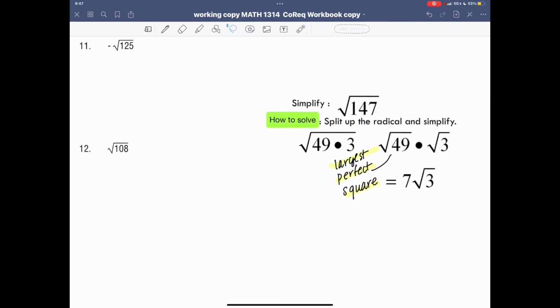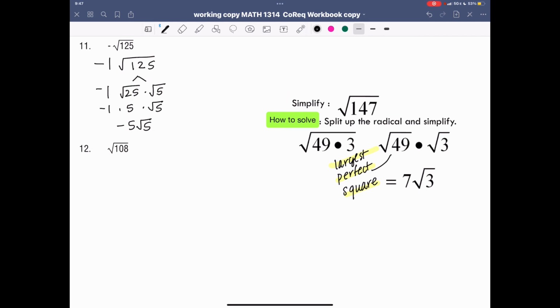Number 11 is going to be a -1 being multiplied by the square root of 125. And then you're going to factor out the largest perfect square out of 125. So it's going to be 25. So I'm going to say radical 25 times radical 5. And then I want to simplify. -1 times 5 times radical 5. So your answer is -5 radical 5.